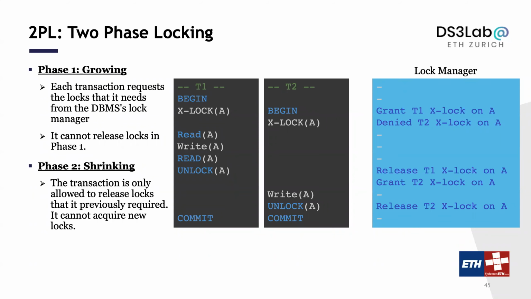Because as you can see, for T1, it acquires the lock first, and then does something, releases the lock. It will not acquire a lock in the second phase. T2 is the same. The first phase is acquire lock, and then the second phase is release lock, but you are not going to acquire new locks after it has released its first lock. Okay, so it's naturally partitioned into two phases. There's a growing phase, there's a shrinking phase. In the growing phase, you acquire locks. In the shrinking phase, you release locks.